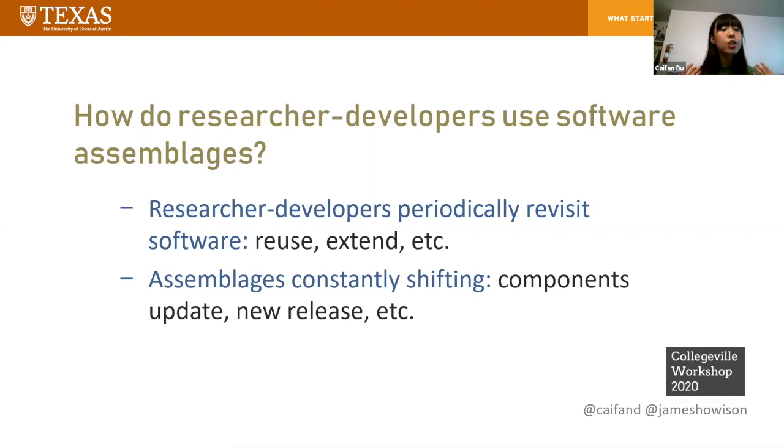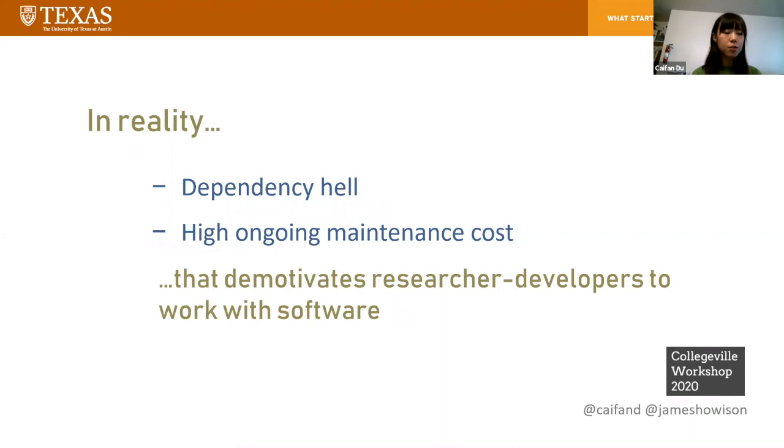And the assemblage itself is not static. It's constantly shifting in terms of all the components that make up this assemblage. They are in constant updating, releasing, and perhaps bug fixing. So the assemblages change over time, and that leads to the issue of dependency hell, or what we call the high ongoing maintenance cost of scientific software assemblages.